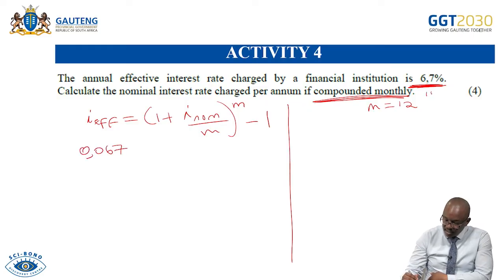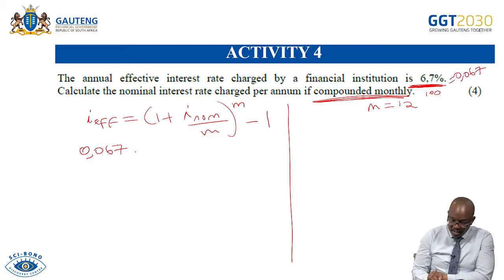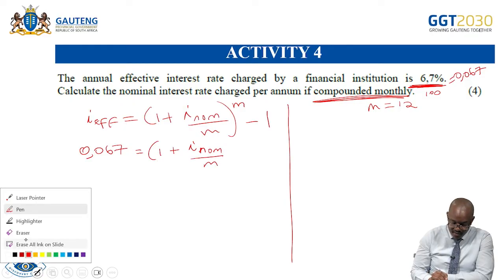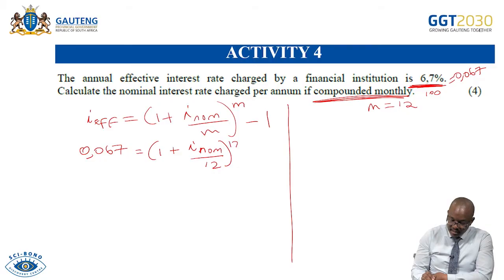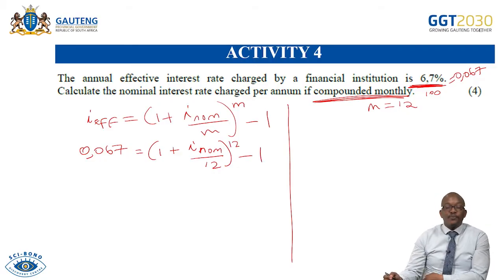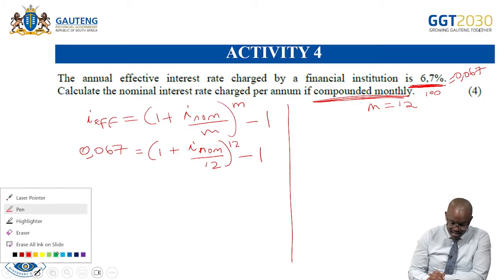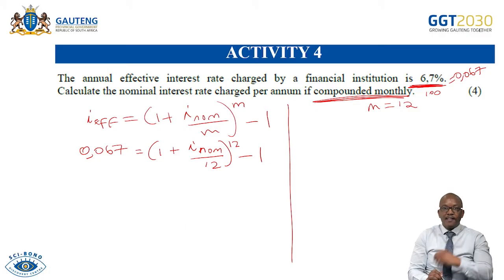We will have 0,067. Remember, when I divide by 100, I will get 0,067. So now it will be 1 plus I-norm, which is what we are looking for. We don't know it. But our M, we know that our interest is charged 12 times a year. So we have to apply the very same operations that we applied in our previous activity.